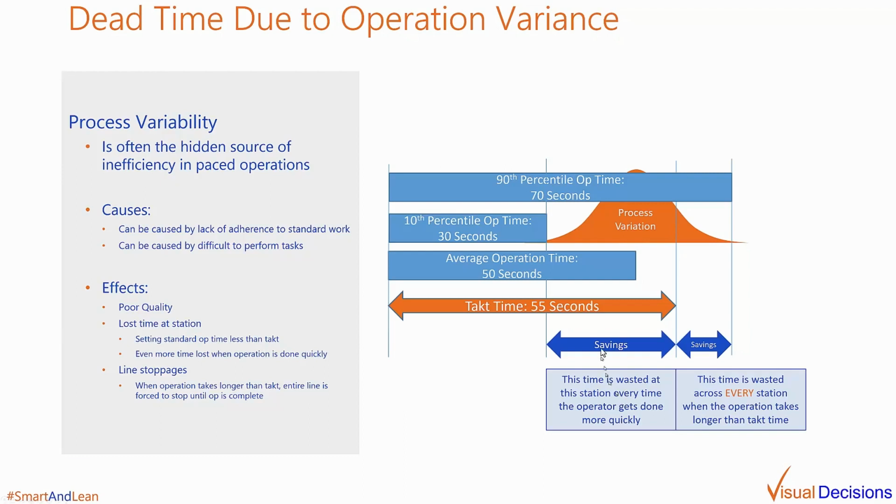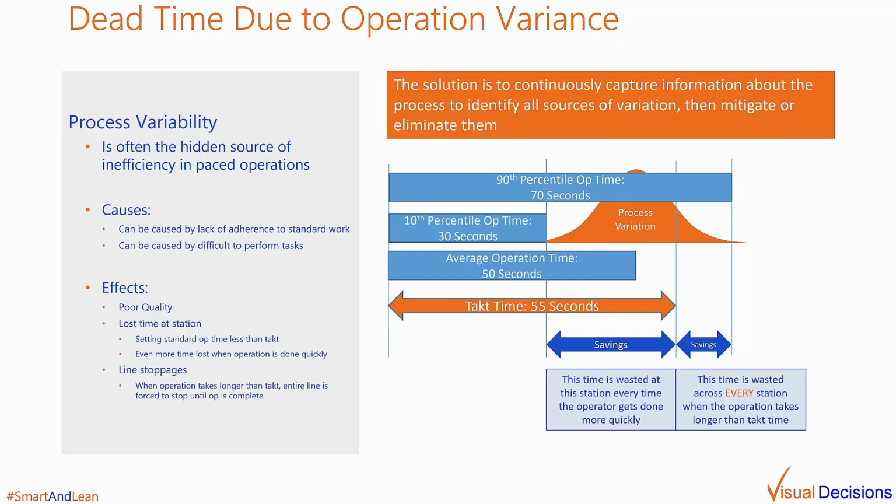And so there are ramifications to having that process variation in there. If you have this kind of a situation happening at all 10 spots along the line, you're never really going to have a takt time that actually happens in the takt time. You're going to be stopping very, very frequently. And so you may not have this much variation relative to the gap between your operation time and your takt time, but any amount of variation is going to cause you to have all of these different inefficiencies. So the solution is to continuously capture information about the process to identify all of the different sources of variation within there, and then to either mitigate or eliminate them.